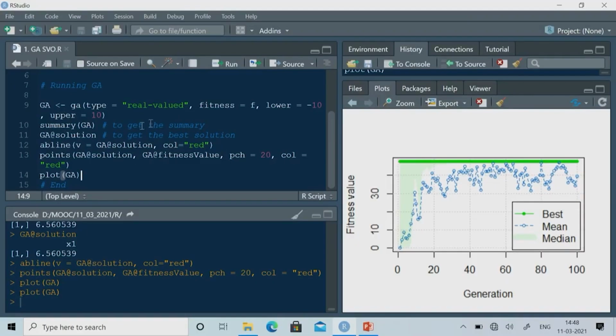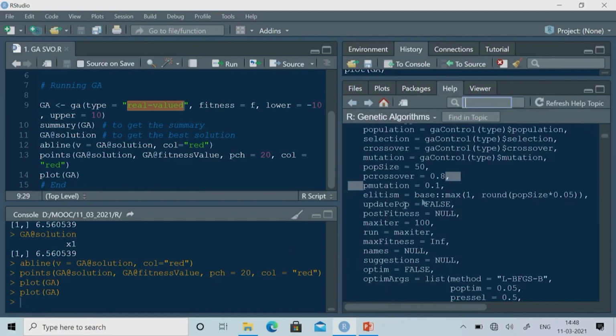As you have seen, we have used the GA function here. Now I can show you. I did not define many parameters here. I have only defined what type of GA I am using. I have used real valued, and the fitness function anyway you have to define, and I am using just upper limit and lower limit. But there are some other parameters.